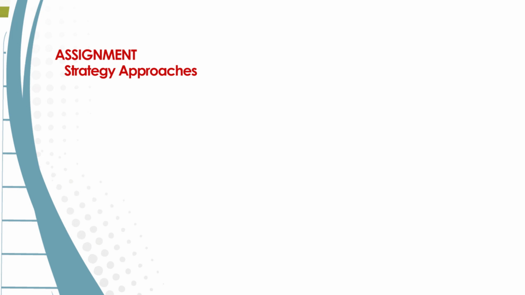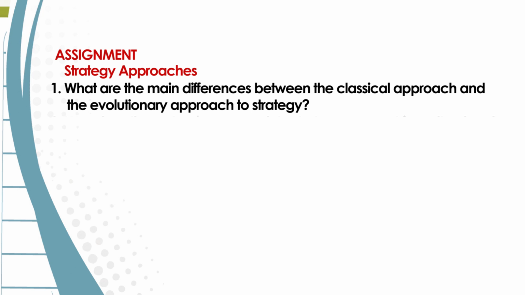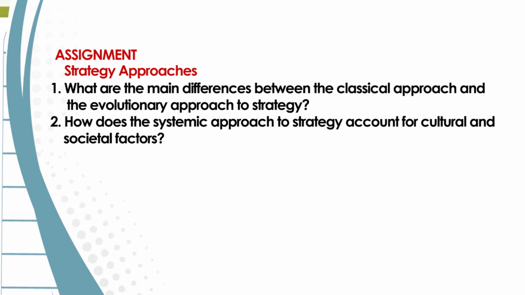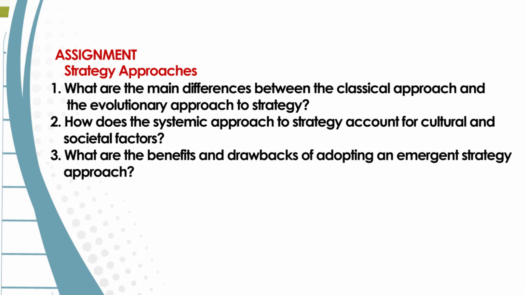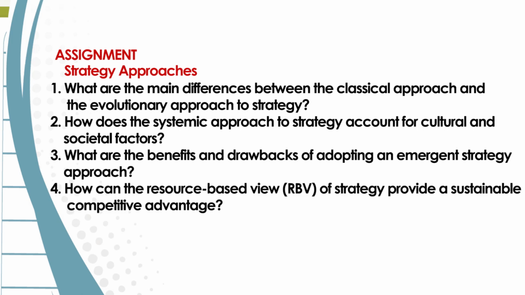Assignment. Strategy approaches. 1. What are the main differences between the classical approach and the evolutionary approach to strategy? 2. How does the systematic approach to strategy account for cultural and societal factors? 3. What are the benefits and drawbacks of adopting an emergent strategy approach? 4. How can the resource-based view of strategy provide sustainable competitive advantage?